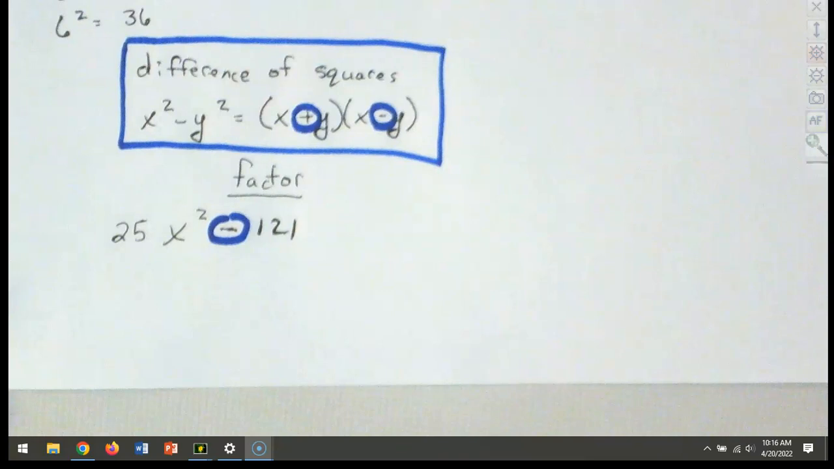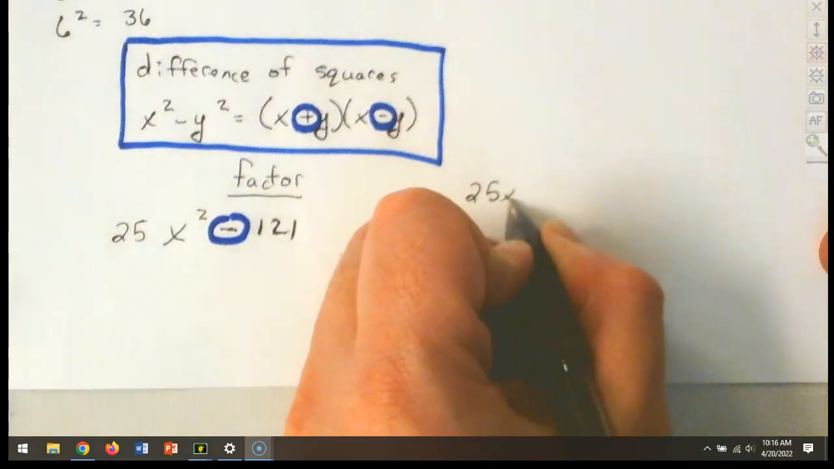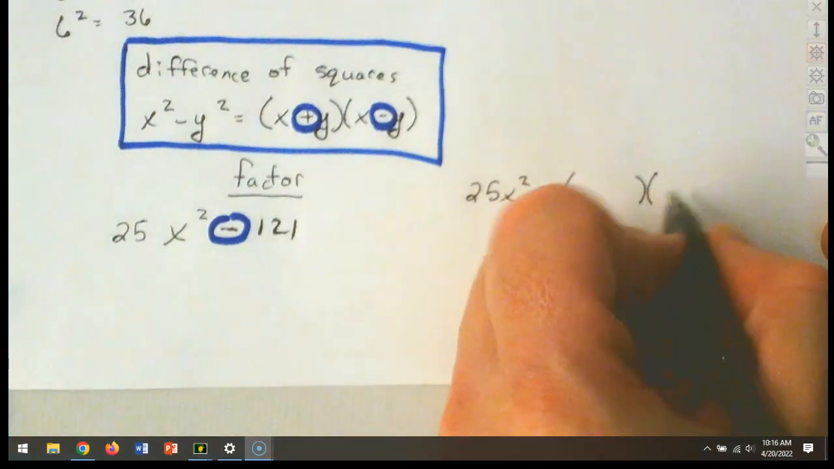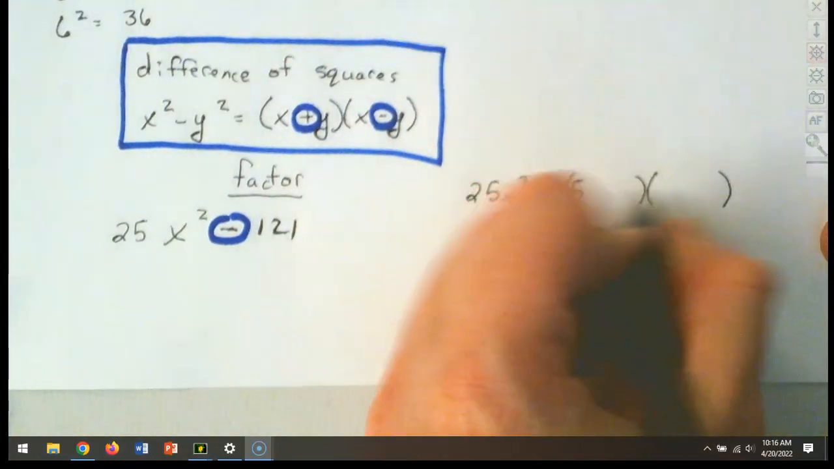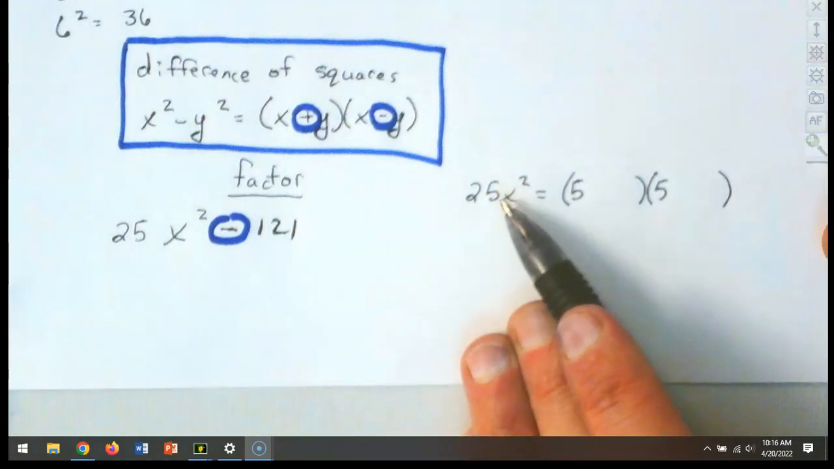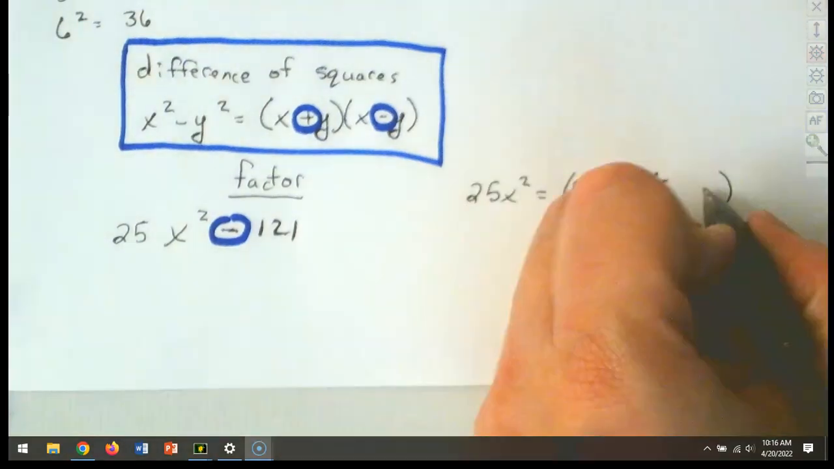Now, when we look at this, let's see if this is a square or not. Well, we look at our first piece, 25x squared. Is 25 a perfect square? Yep. Okay, so 25 is a perfect square of 5 and 5. And then the exponent, we've got to make sure we can split it in half. Okay, so the x squared, we can split that evenly into x and x.